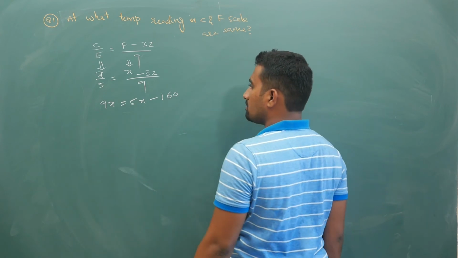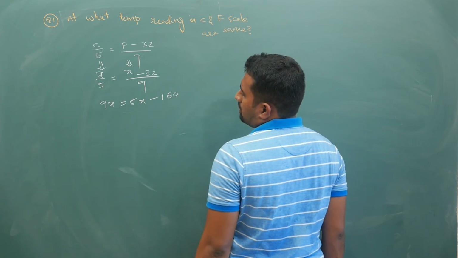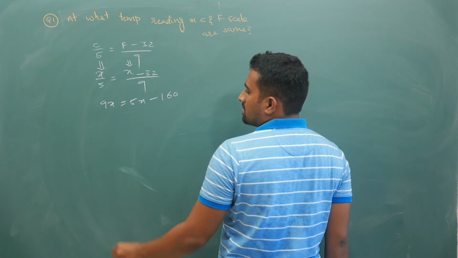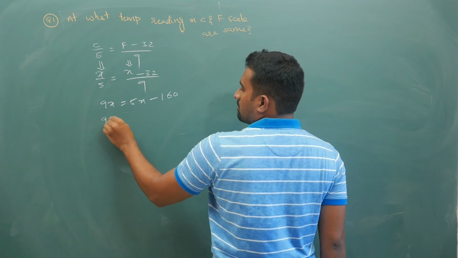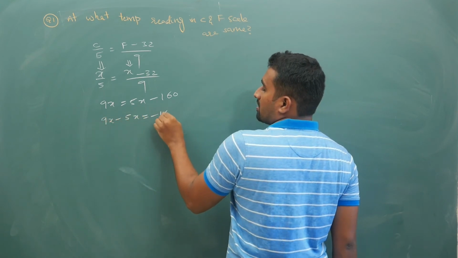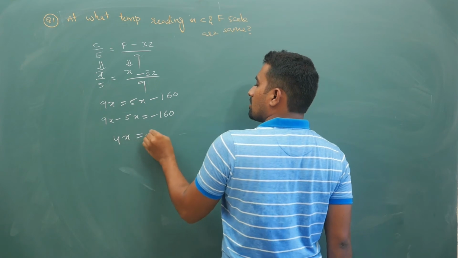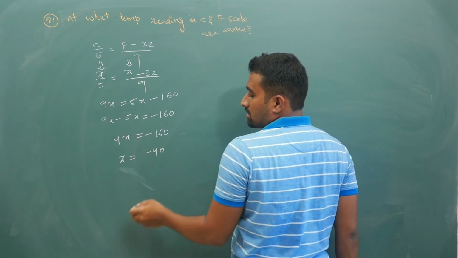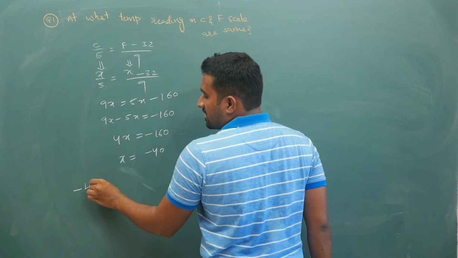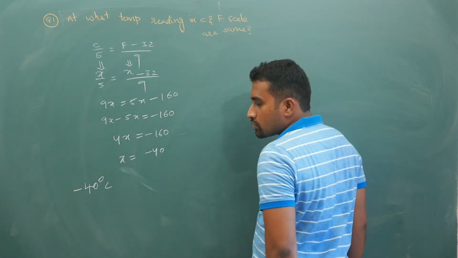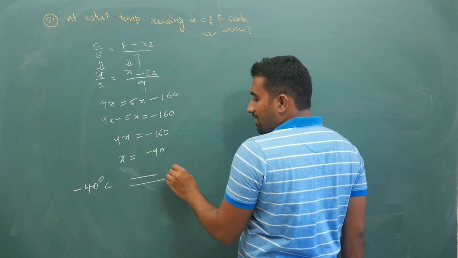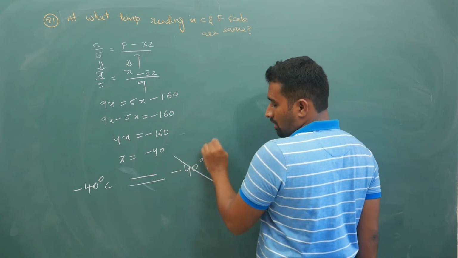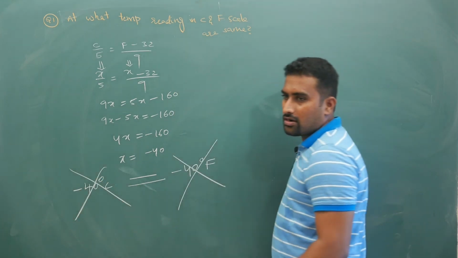9X minus 5X is equal to minus 160. 4X is equal to minus 160. So X equals minus 40. That means minus 40 degrees centigrade. You should not write equal to. If you write minus 40 degrees Fahrenheit, it is wrong.